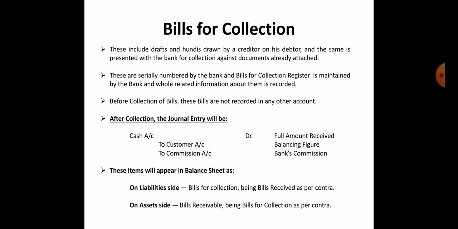For example, if I have issued a check of rupees 5,000, and I go to the bank for discounting that bill, the bank will give me 4,950. Then 50 rupees is charged as commission by the bank. So I will write into the cash account 5,000, to customer rupees 4,950, to commission rupees 50. These items will appear in the balance sheet on the liability side as bills for collection, being bills receivable, as per contra entry, and on the asset side as bills receivable, being bills for collection, as per contra entry. So it will be recorded on both sides of the balance sheet, as a contra entry.